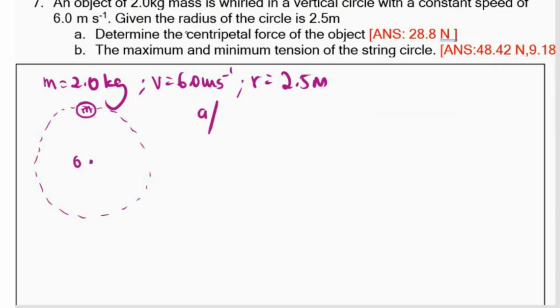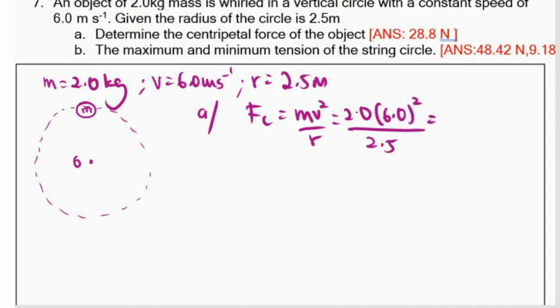Question A, centripetal force. So FC, we use the formula which is mv squared divided by R. Just substitute mass 2.0, V is 6 squared, and radius R is 2.5, which gives 28.8 Newton. And B, maximum and minimum tension of the string. So there's also a string here.